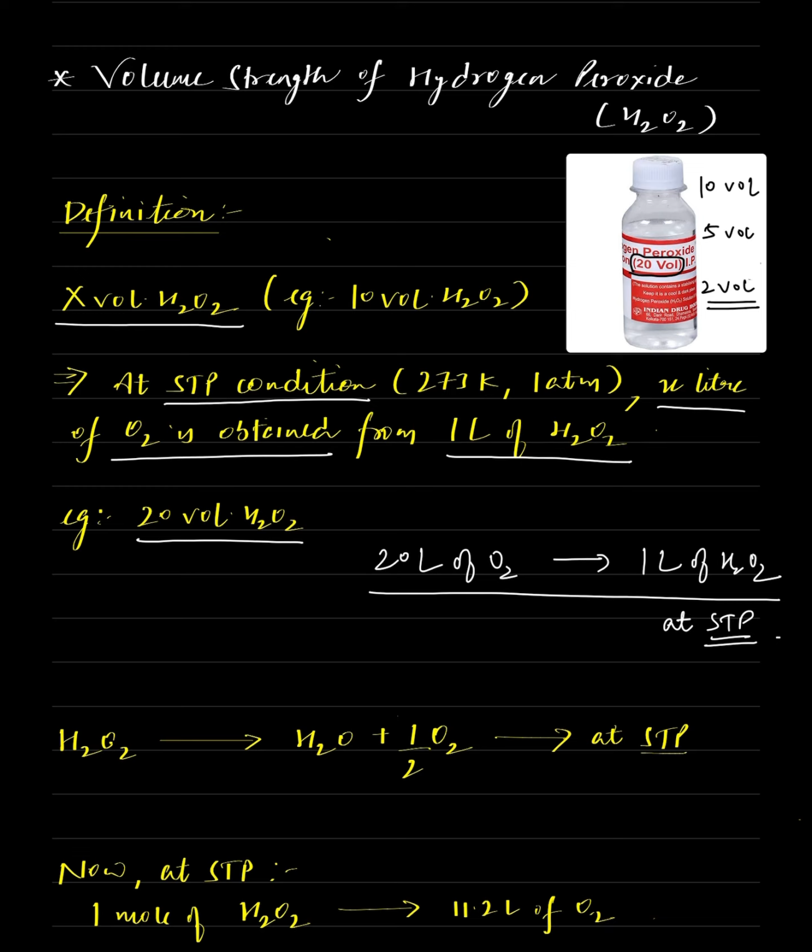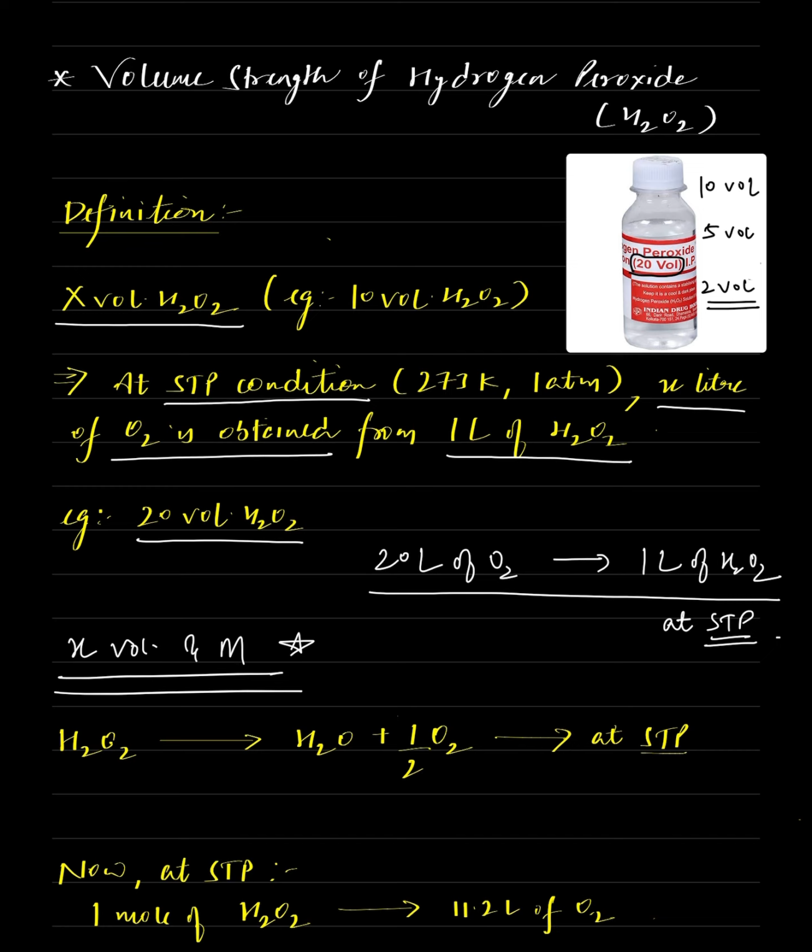Now the important thing is to relate the concept of volume strength with a concentration term of H2O2, let's say molarity. So we'll try to find the formula of volume strength. Let's say X is the volume strength of H2O2. We'll try to find the relation between X volume strength and molarity of H2O2, between these two terms. So let's see.